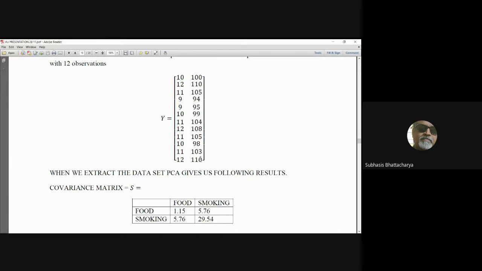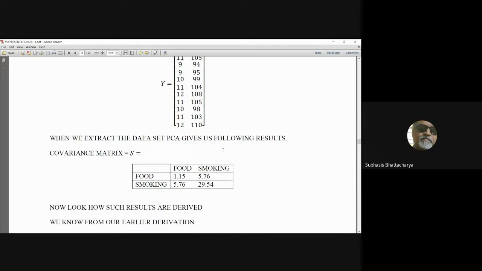If you are quite familiar with Excel, you can find out the variances and the covariances. Suppose Excel calculates these: the variance between food and food is 1.55, the variance between smoking and smoking is 29.56, and the corresponding covariance is 5.76. Now the result derived is the one in SPSS.